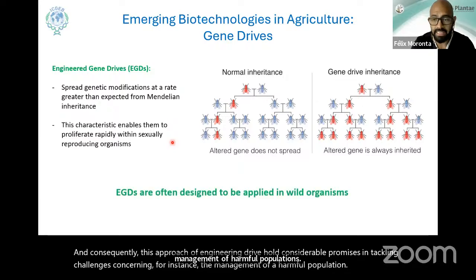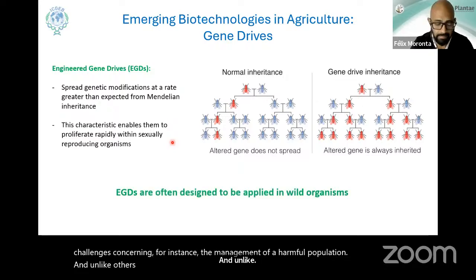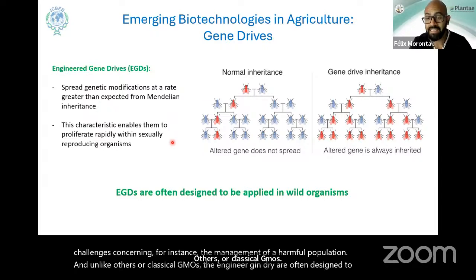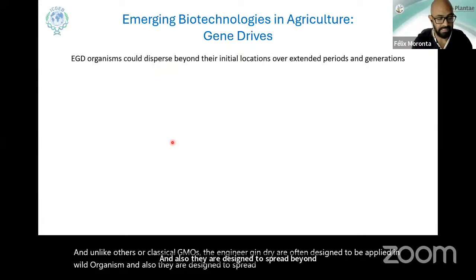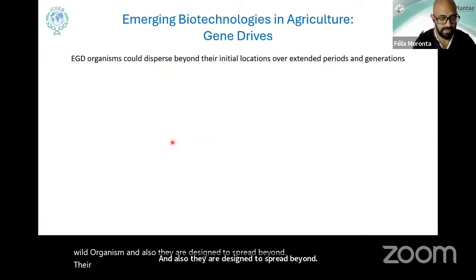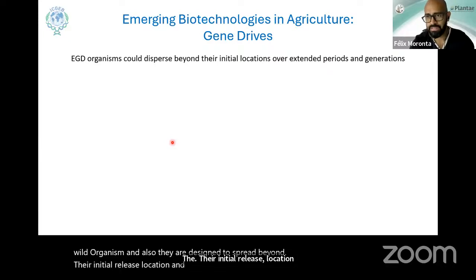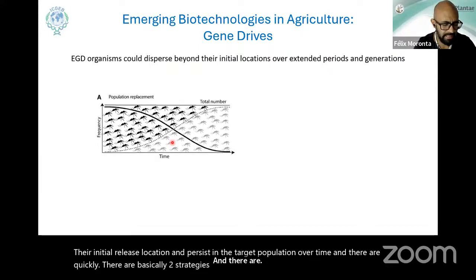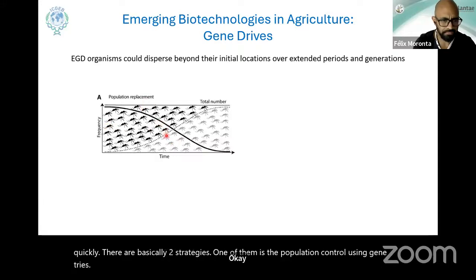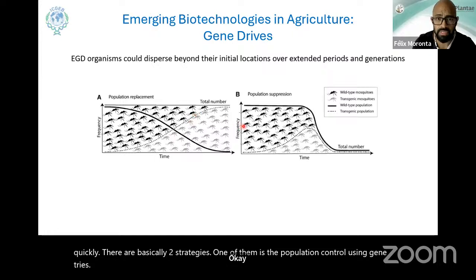Unlike classical GMOs, engineered gene drives are often designed to be applied in wild organisms. They are also designed to spread beyond their initial release location and persist in the target population over time. There are basically two strategies. One of them is population replacement using gene drives, and the other one is population suppression.